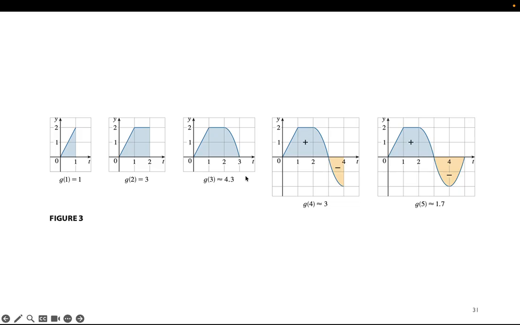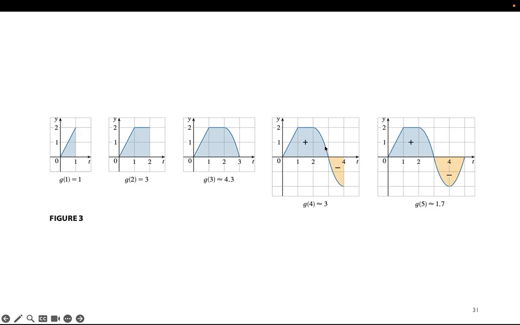Same for the rest of it. G of 3 is the area from 0 up to 3. This one you have to approximate a little bit. It's not exactly right. And then for g of 4, notice this positive area and this negative area cancel. So these two areas cancel, and so g of 4 is just 3 again.